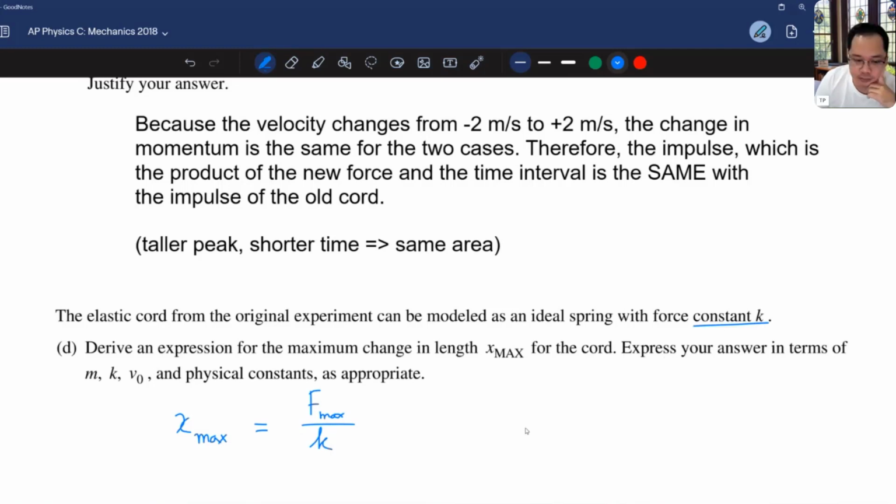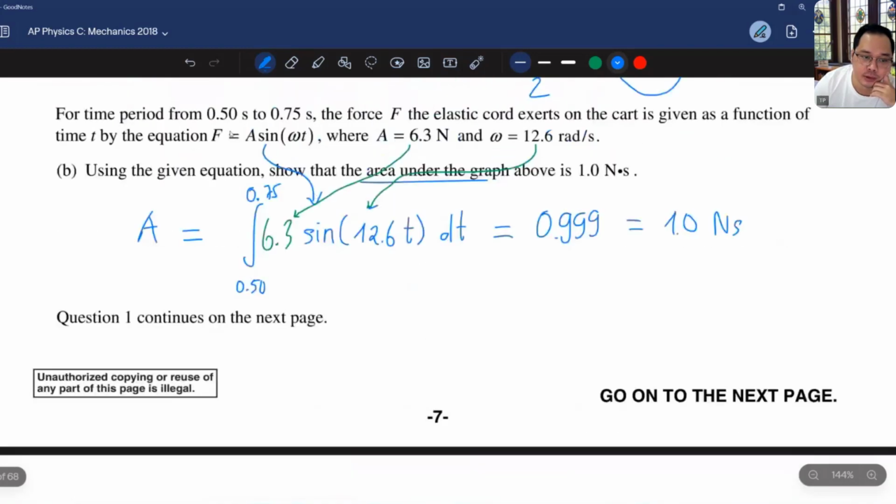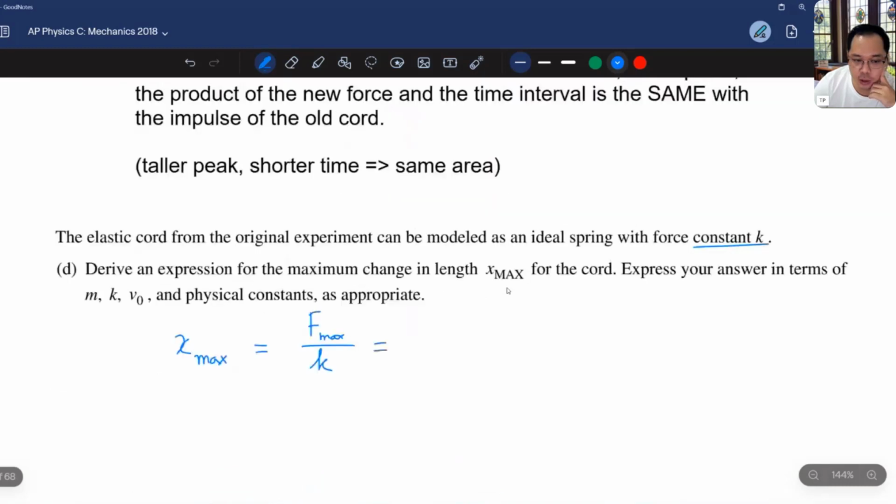Constant, okay. And that maximum force is the amplitude of the given formula up there, yeah, which is 6.3 Newton, okay. We're doing the old one, right? Original cord, not a new one, huh? I think so, because for the new one, we don't know the new amplitude. 6.3 Newton is the maximum force. And the spring constant is K. But wait, we only have K. There's no other term, M and V0. Check answer.